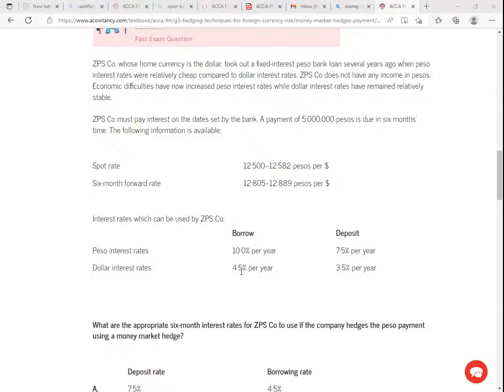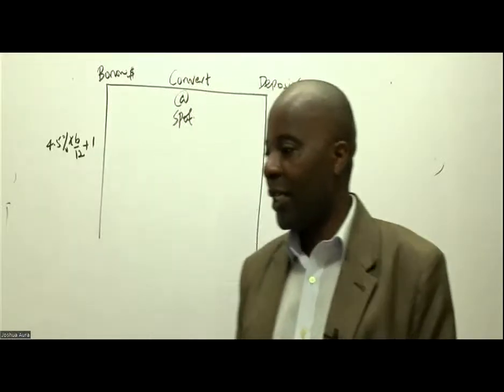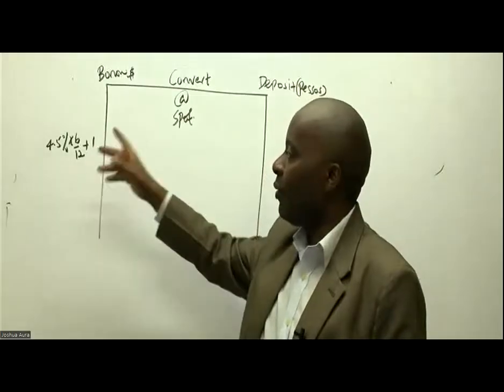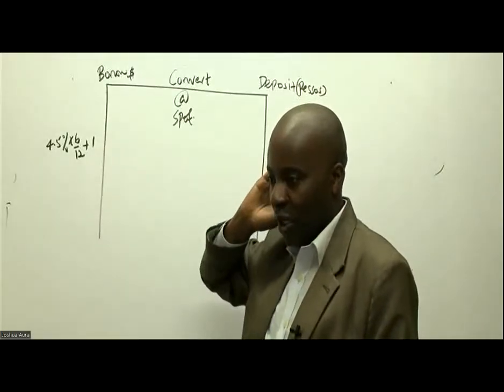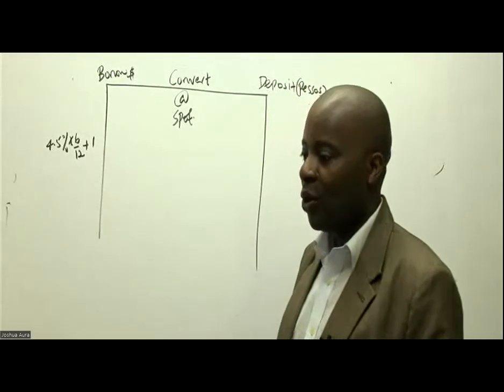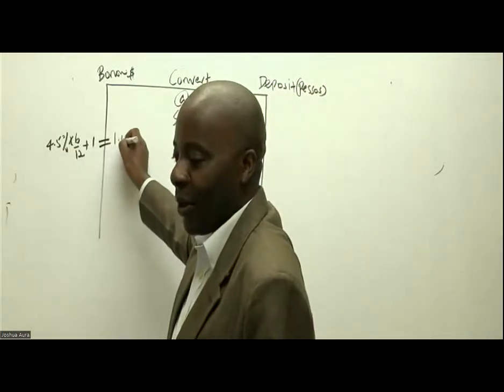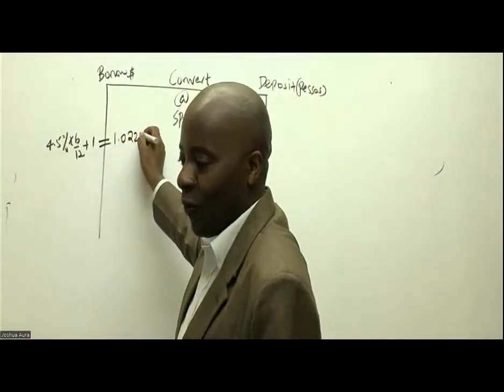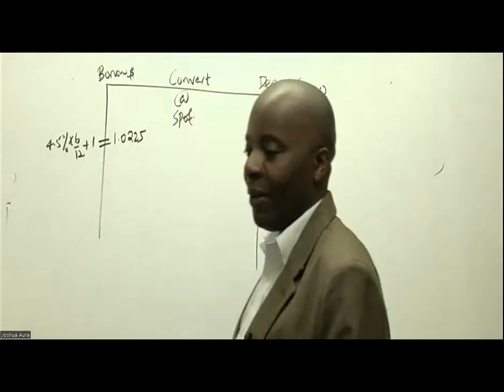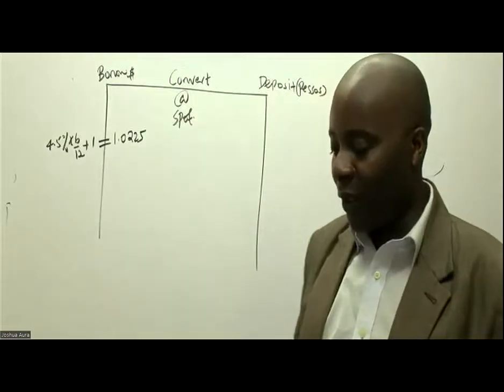So we have here 4.5% times 6/12 plus 1 for the dollar. Could you kindly give me this answer? I hope you remember this part here, 4.5% times 6/12 plus 1. Marietta Mutunga gives me 1.0225. Terry is giving me the other one.